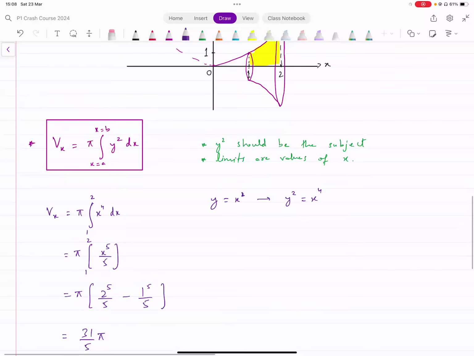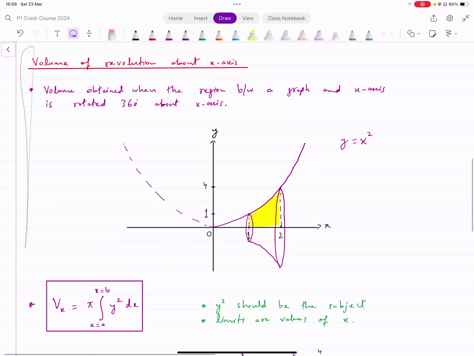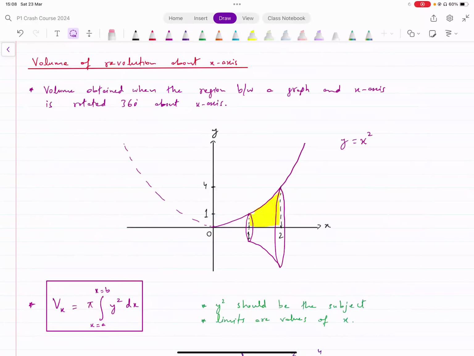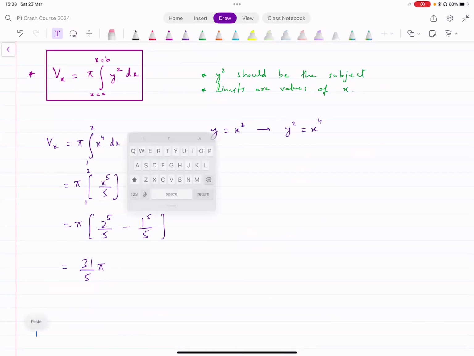Okay, sir. Now, let's do the same thing for volume of revolution about the y-axis. So now instead of rotating some area about the x-axis, let's say we want to rotate some area about the y-axis. So now we need to find the volume of revolution about the y-axis. Let's do that now.